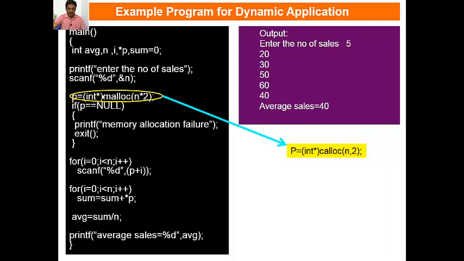Suppose the memory allocation fails, it will return null. That null is assigned to P. P holds null. Null equal to null, condition true. Memory allocation failure, exit. It comes out of the program, because without the memory allocation, we cannot take the values, we cannot do the processing, and we cannot get the output.